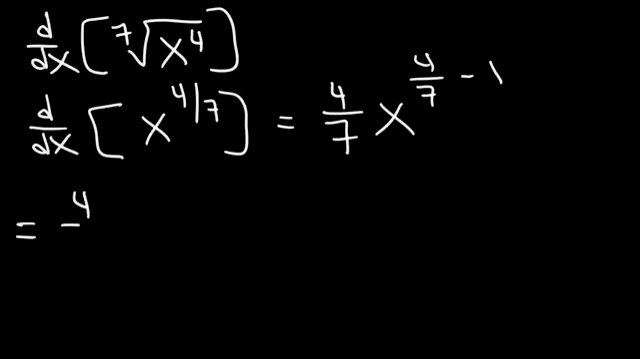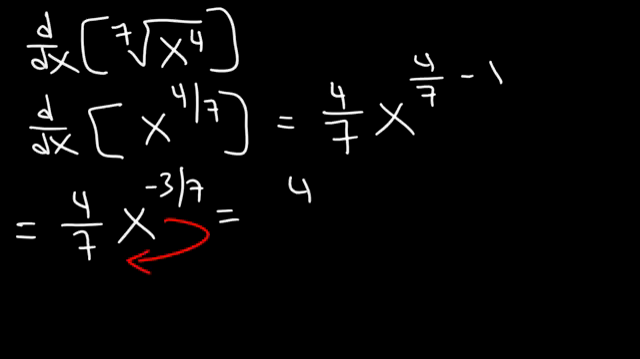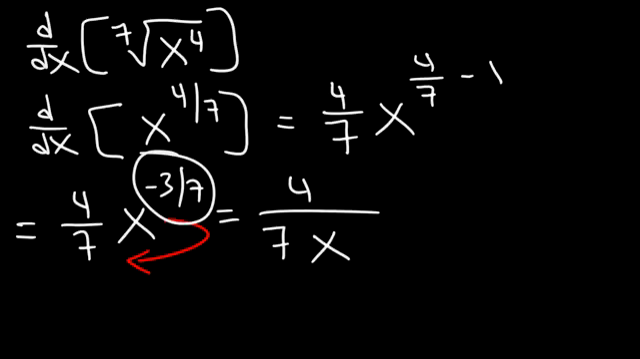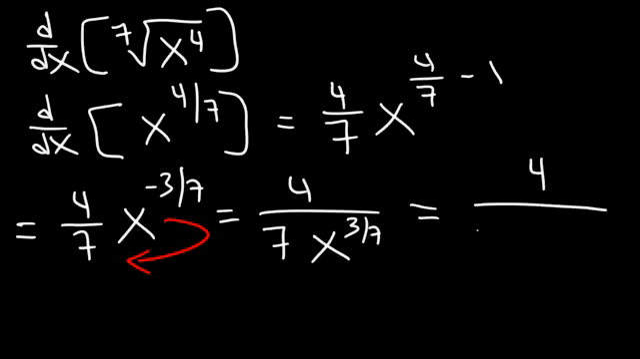And so this is going to be 4 over 7 x raised to the negative 3 over 7. Once again, we have a negative exponent, which means we need to move the variable to the bottom of the fraction. So the 4 is going to be on top, the 7 is going to be on the bottom with the x variable, and we're going to change the negative exponent to a positive exponent. And then at this point, we can turn it back into its radical form. So it's 4 over 7 times the 7th root of x cubed.